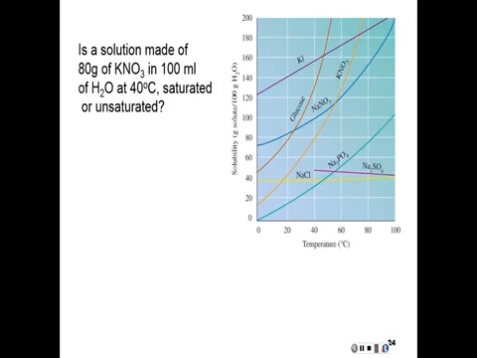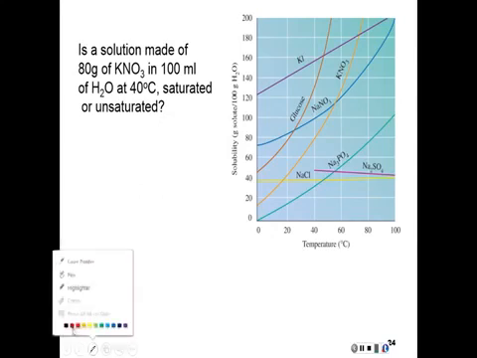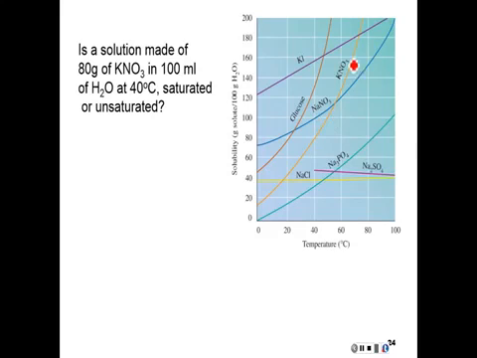Let's see if we can answer a couple of questions using the graph now. Is a solution made of 80 grams of KNO3 and 100 milliliters of water at 40 degrees saturated or unsaturated? What we want to do is locate the line for KNO3. So here's KNO3 up here, and it says 100 milliliters of water. 100 milliliters is the same as 100 grams. Now I want to find where 40 degrees would be. So here's my 40 degrees.